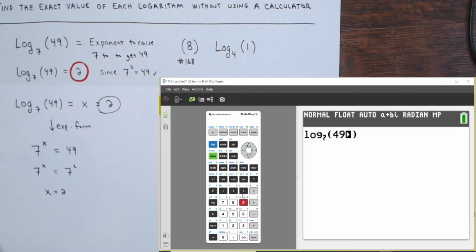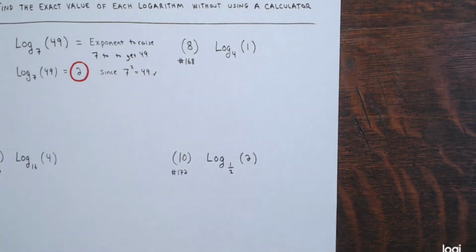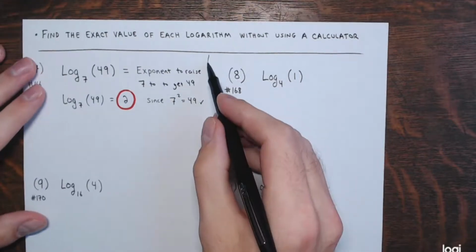And you see the log base 7 of 49 equals 2, like we said. But these are all set up to where you should be able to find these without the use of a calculator, right? So I'm only going to show you that one time, for that one question. Alright, next question.